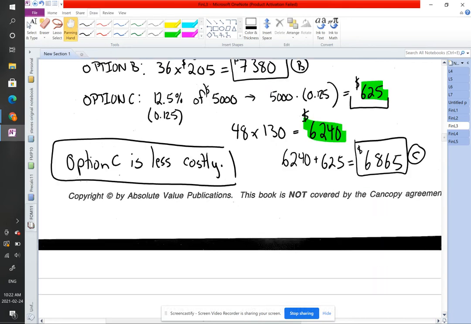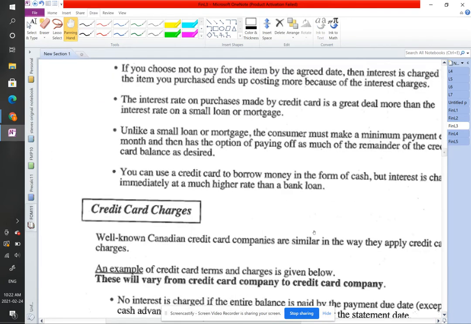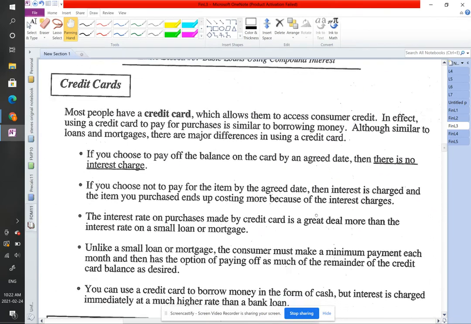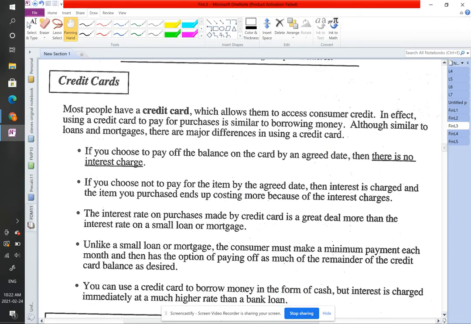Cool. Let's move on. We are looking at credit cards. So same idea as the last page a bit. It says most people have a credit card, which allows them to access consumer credit. In effect, using a credit card to pay for purchases is similar to borrowing money. Although similar to loans and mortgages, there are major differences in using a credit card.